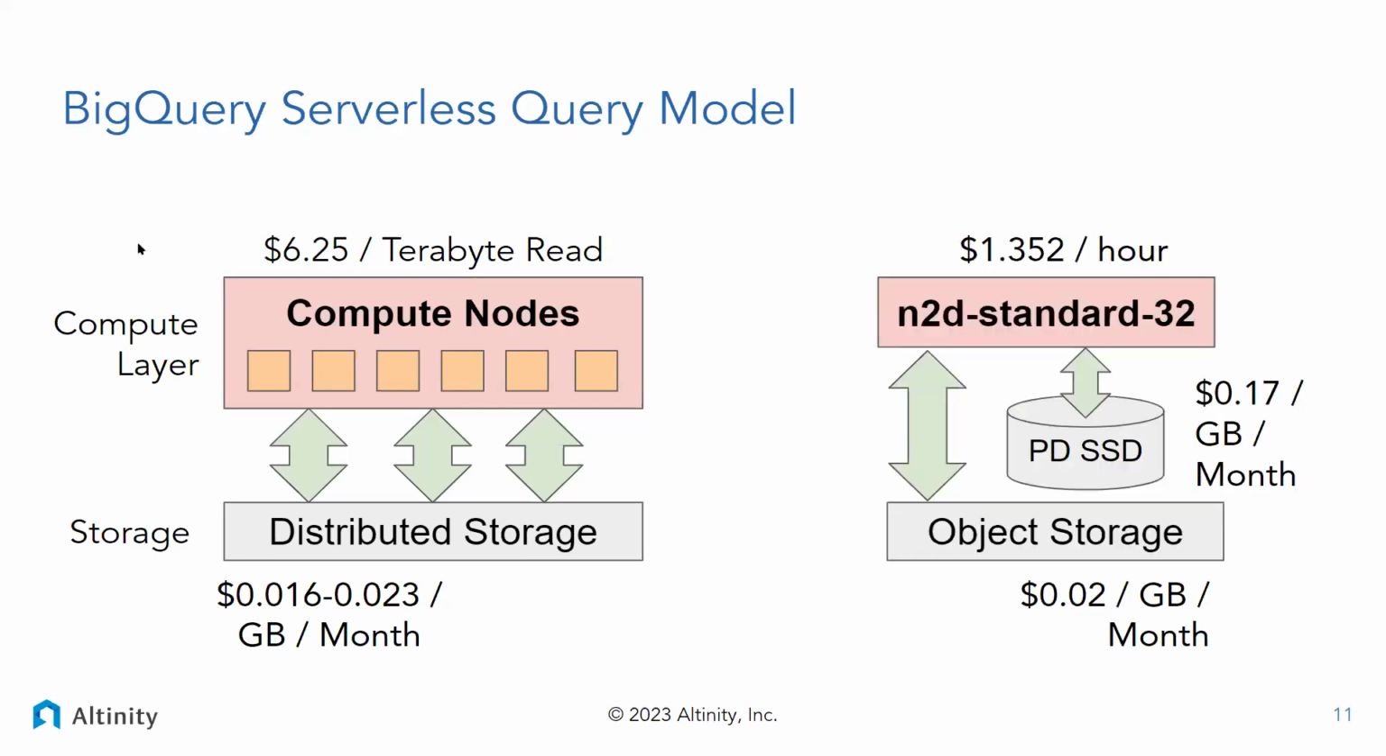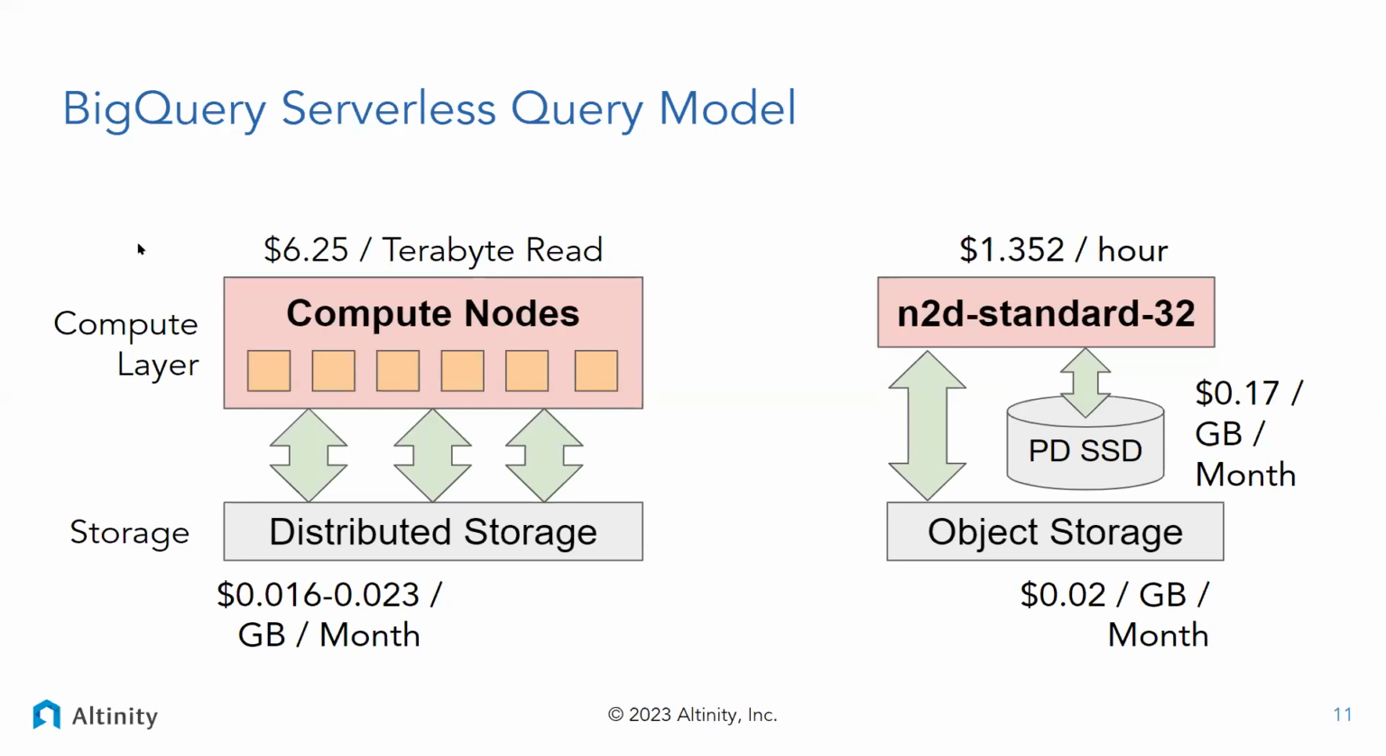So how does this compare with actual cloud resources? Well, we could just pick a standard VM. This is N2D standard, 32 vCPUs. We can look at the cost of object storage, which, as I mentioned, is kind of comparable to what BigQuery is charging, except for the fact that it may be compressed or not. You do have the cloud block storage. That is pretty expensive on Google. Last time I looked, it was 17 cents per gigabyte per month.